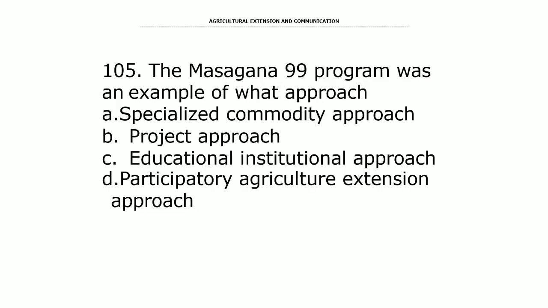Number 105. The Masagana 99 program was an example of what approach? A. Specialized commodity approach. B. Project approach. C. Educational institutional approach. Or D. Participatory agriculture extension approach. The answer is specialized commodity approach.